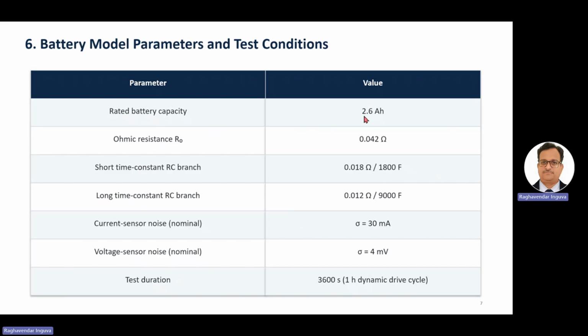We have, as I told you before, used a 2.6 ampere hour capacity battery, and the internal resistance of the battery is 0.042 ohm. The first RC branch has resistance and capacitance of these values, and the second RC branch, which provides the long time constant, has these values. Then the current sensor noise is taken as 30 milliampere, and the voltage sensor noise is taken as 4 millivolt. And as I told you, we are going to test it for a 1 hour dynamic drive cycle.